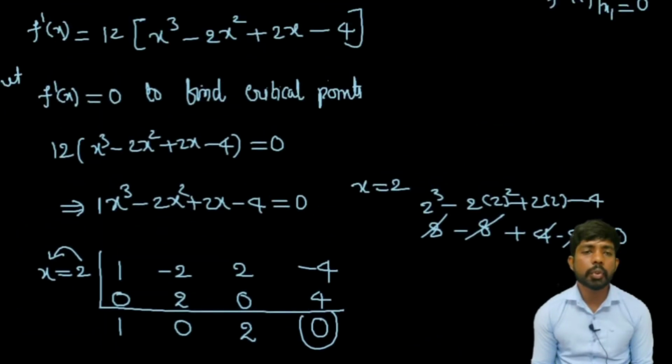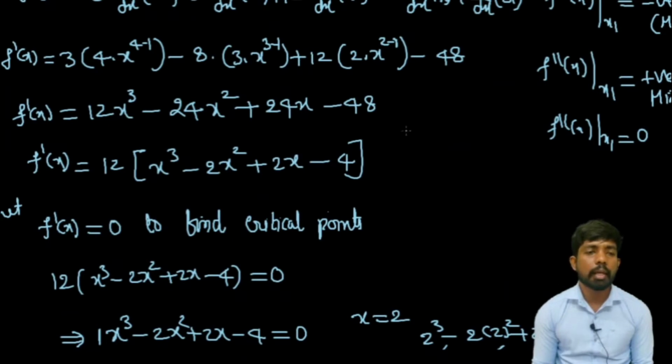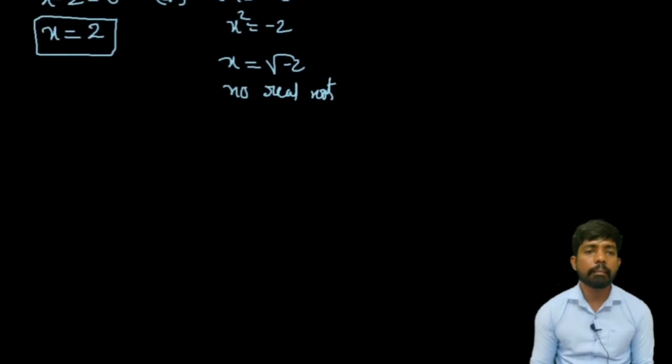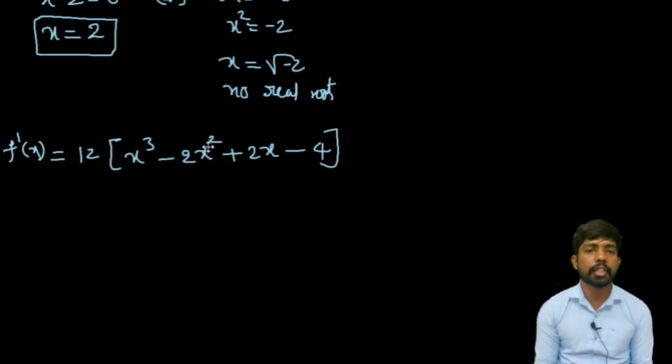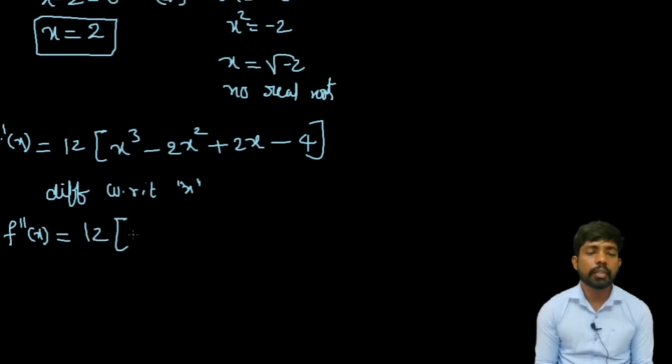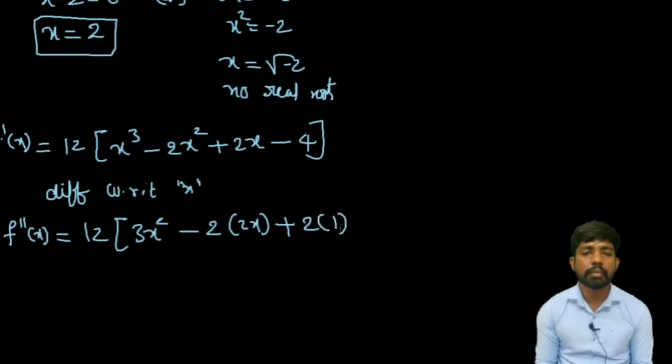Now what we are supposed to do? Double differentiate the function. Now consider the function. I am just considering this function and double differentiating it. Differentiate again with respect to x. So we got the double differentiation of x equals 12 into differentiation of x cube is 3x square, minus differentiation of x square is 2x, plus differentiation of x is 1. Therefore the constant differentiation is 0.